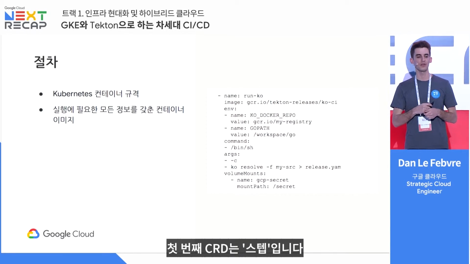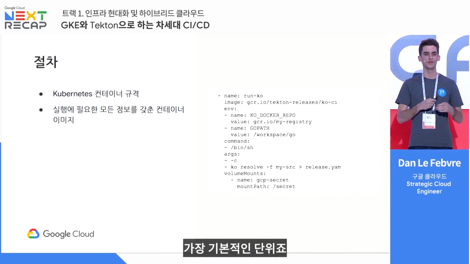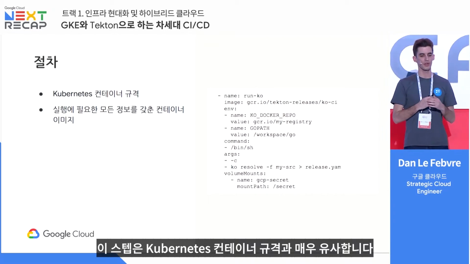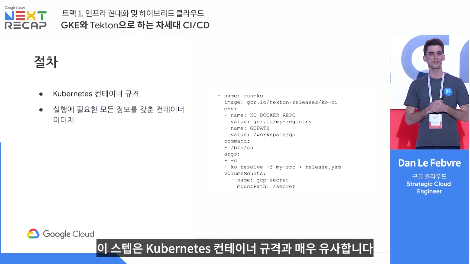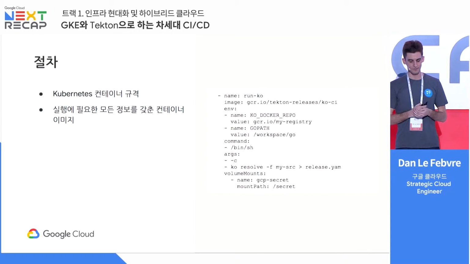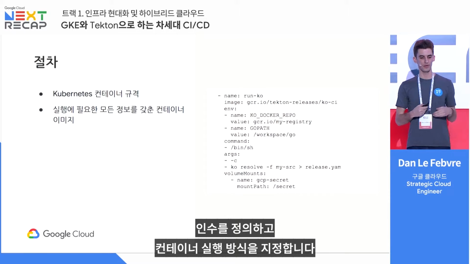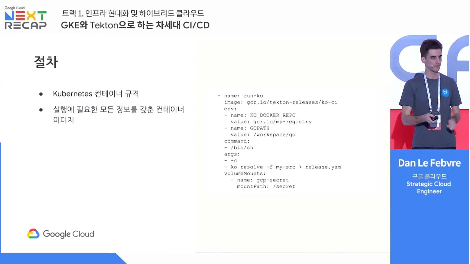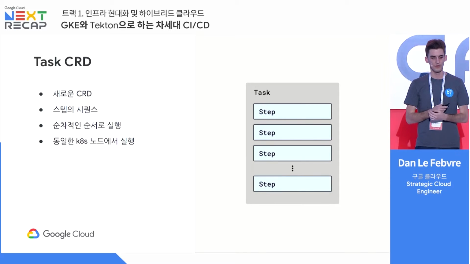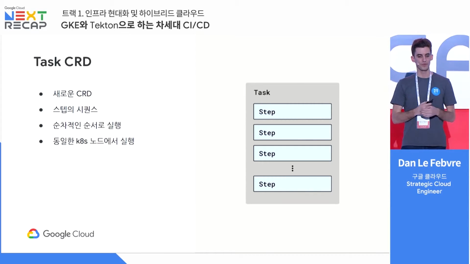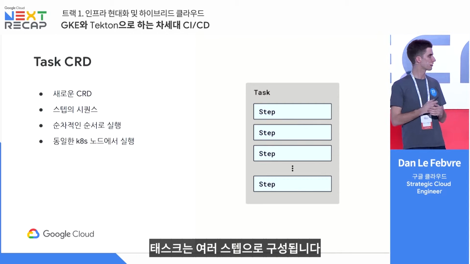The first CRD is a step. This is the most basic. And this step looks very much like a Kubernetes container spec. You have your image and some arguments and generally how you run a container. The next CRD is a task. And the task has many steps.